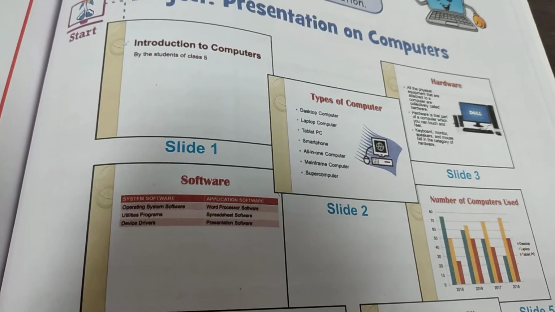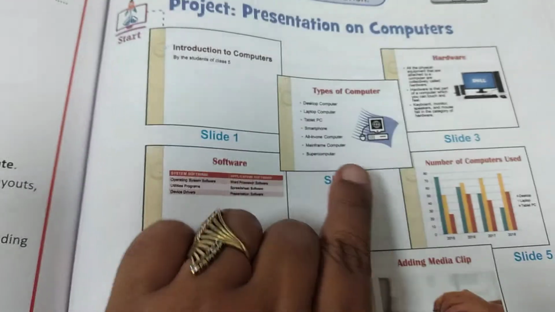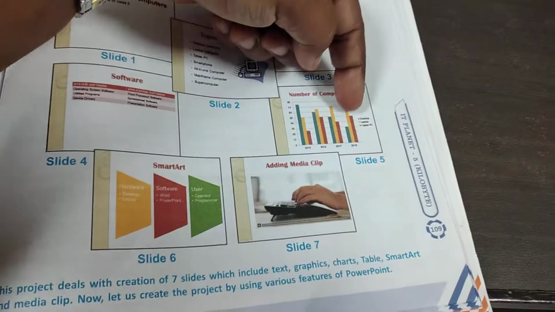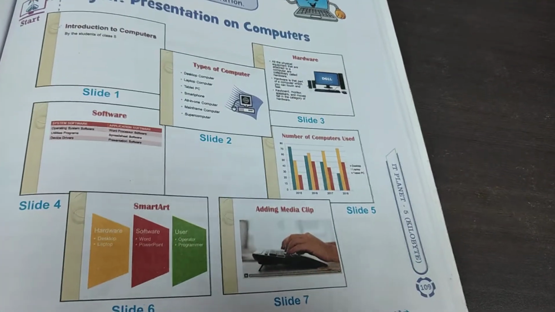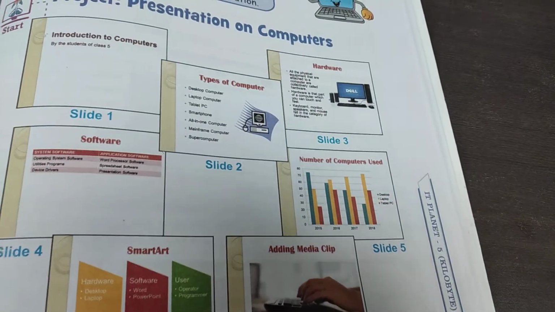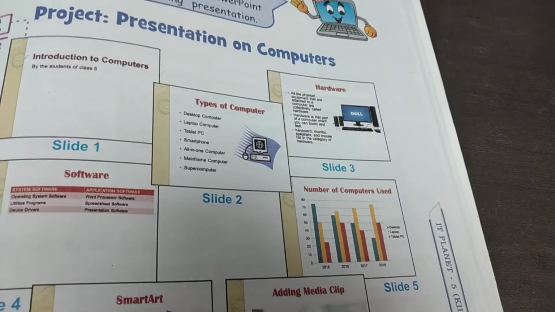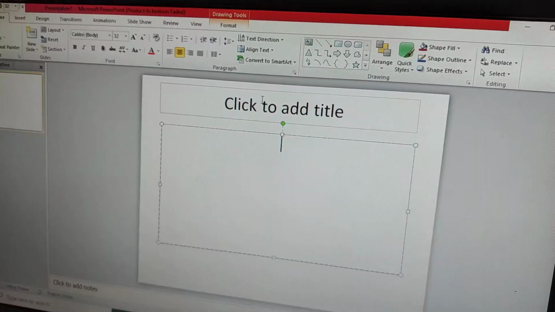Here it is written slide 1. This is your slide 2. This is slide 1, this is slide 2. This is slide 3, slide 4. Then this is your slide 5, 6 and 7. So in this way we have to make the slides. So I am going to tell you the ways how we will make this project on computers.